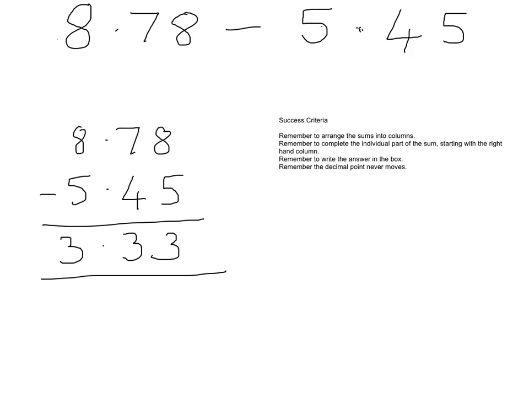8 subtract 5 equals 3. 7 tenths subtract 4 tenths equals 3 tenths. And finally, 8 units subtract 5 units, equaling 3 units. Remember, the decimal point does not move, giving an answer of 3.33.